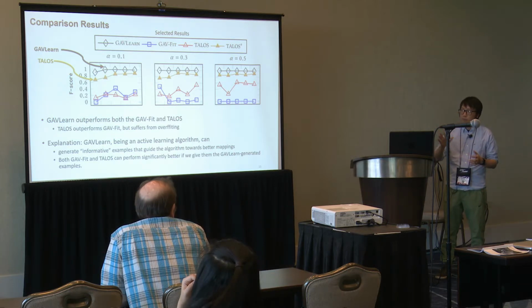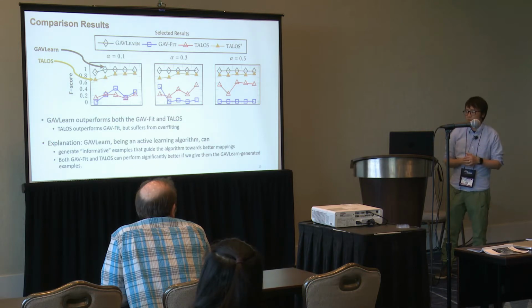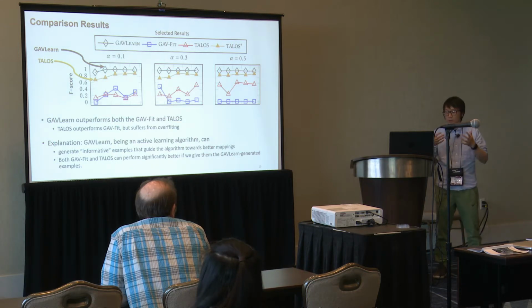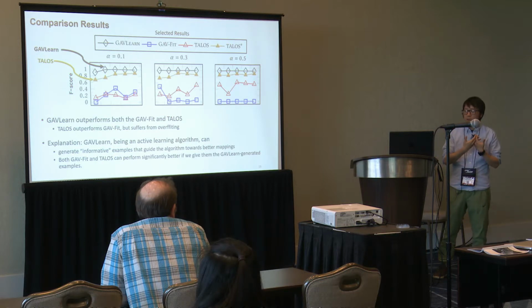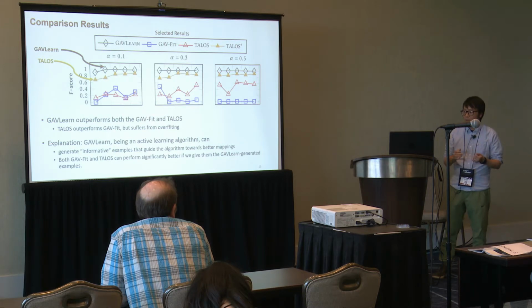And here we didn't plot the F-score of the modified version of GAV-fit because the F-score of GAV-fit in the modified version actually coincides with GAV-learn. So as we can see, given GAV-fit and Talos the examples generated by GAV-learn, both algorithms can perform significantly better, which also shows that our algorithm is very effective at finding informative examples during the learning.